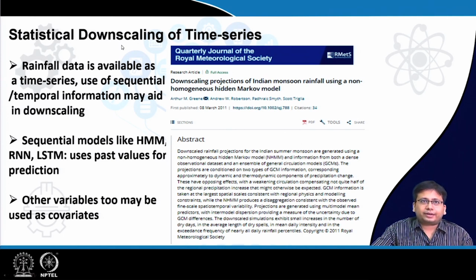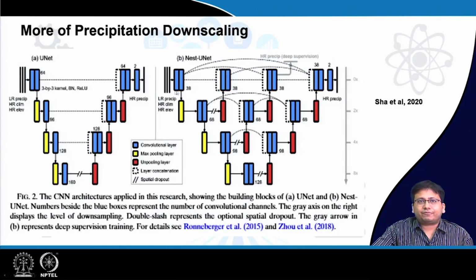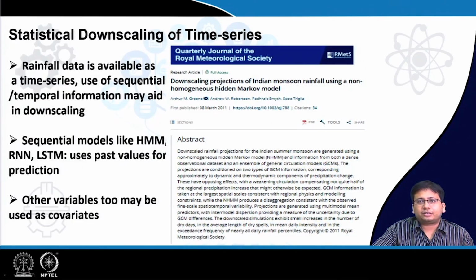Now the rainfall data, in both of these approaches we are considering every day's rainfall map as a static quantity. However, rainfall is not a static quantity, it is usually present in the form of a time series. That is, we do not deal with individual rainfall maps, but instead we have a sequence of these rainfall maps. So when we are downscaling, it might be useful to use this kind of sequential information.